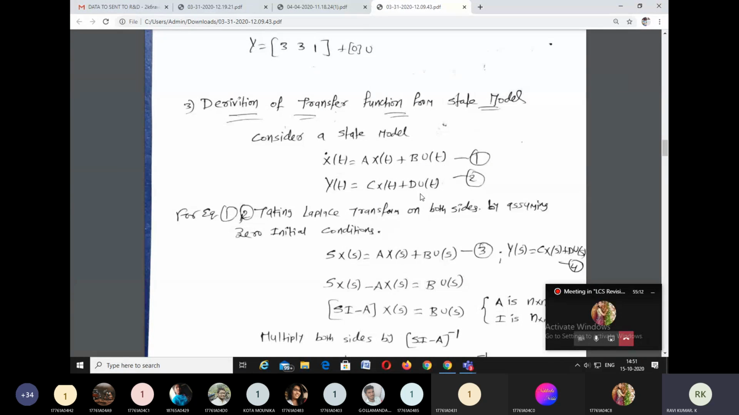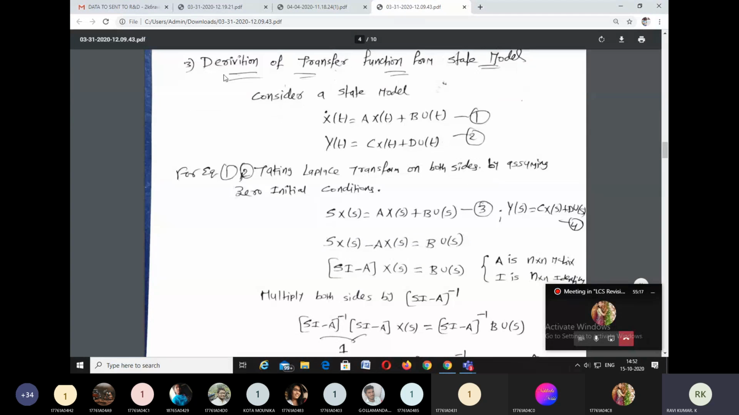Now they ask you to calculate the transfer function, right? So for that one, first I have derived the equation. How to derive the transfer function if they have given the state space model? State space model means what they will give?